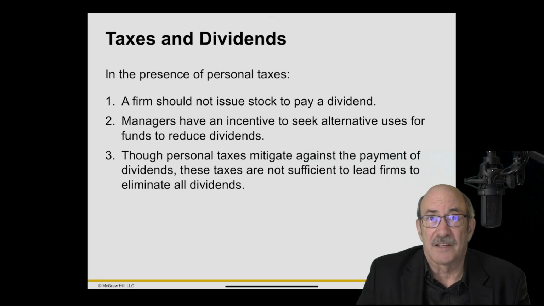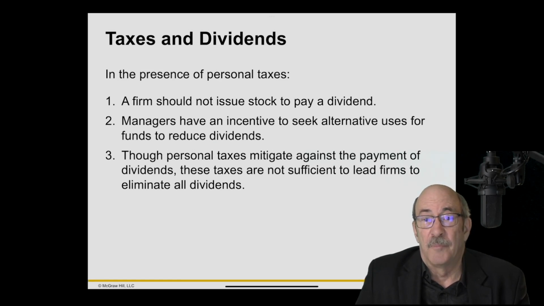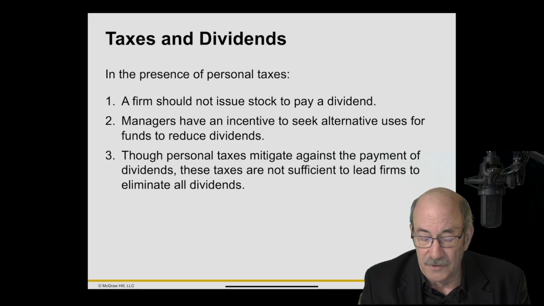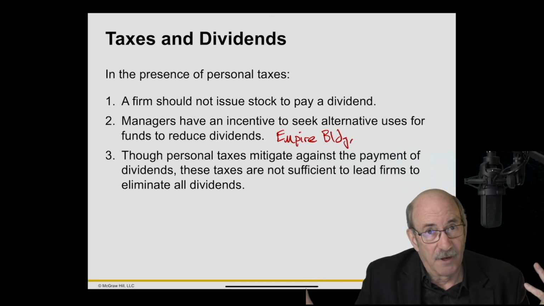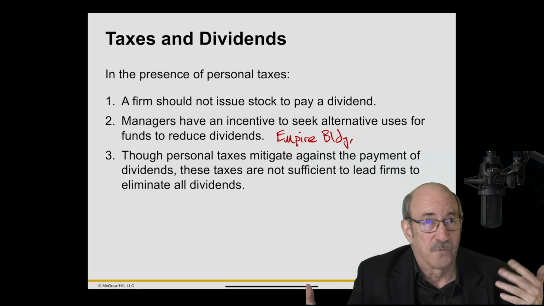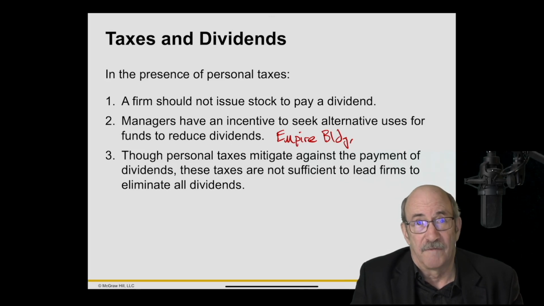As far as taxes and dividends go, a firm should not issue stock to pay a dividend. We already talked about that. Managers have an incentive to seek alternative uses for funds to reduce dividends. You can think of this as the idea of empire building. Why does a manager want to build an empire, even if they're investing in negative NPV projects? Well, maybe they can justify a higher compensation package as a result of that.